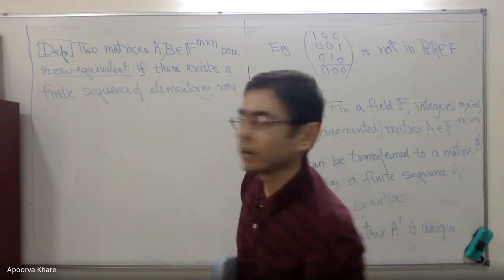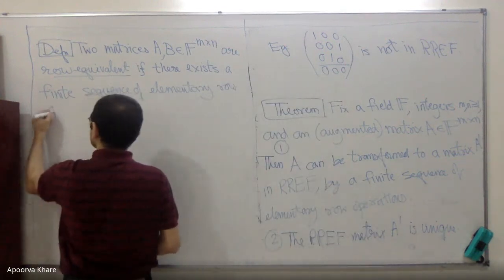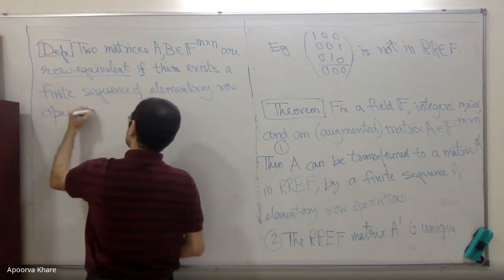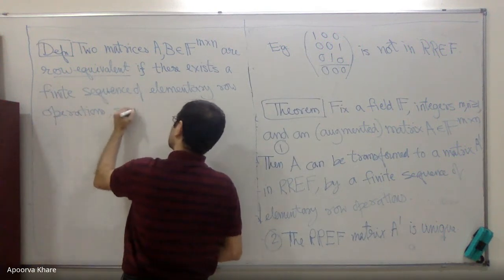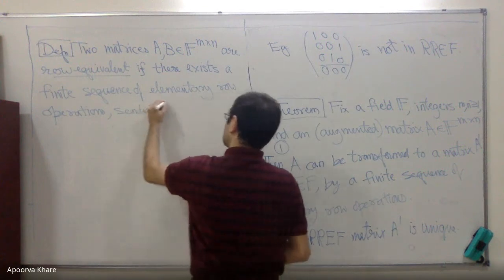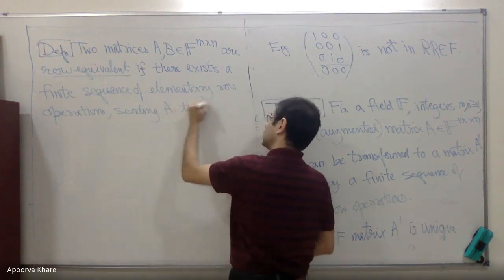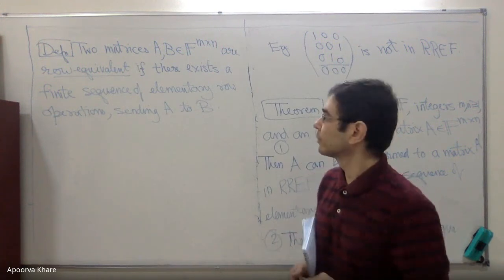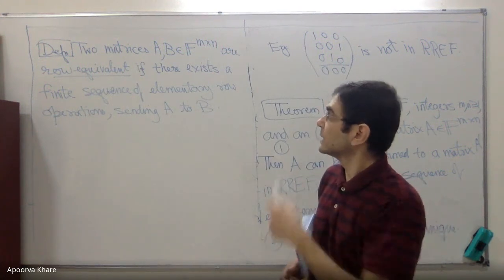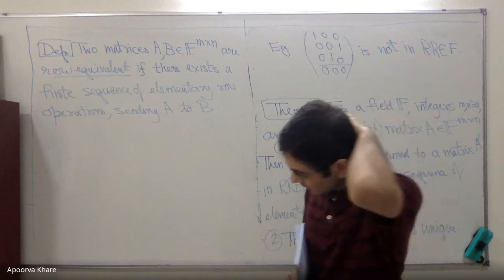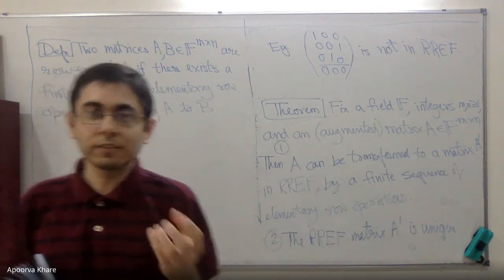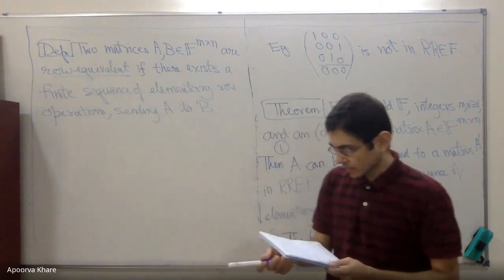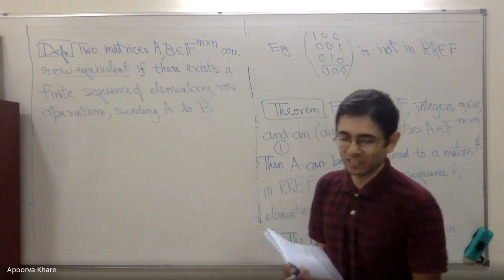sending A to B. Okay. I'm just saying sending one to the other, but I'm saying that they are row equivalent. So somehow the word equivalent should tell you that this is an equivalence relation. Which means that we will say that right now.